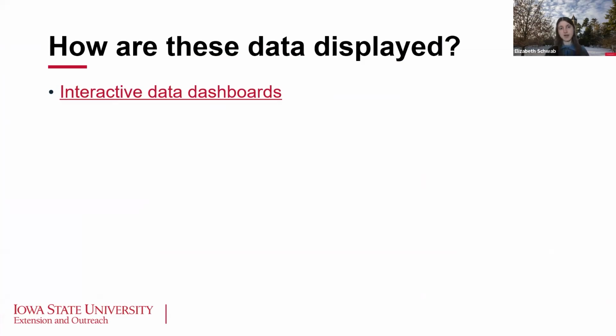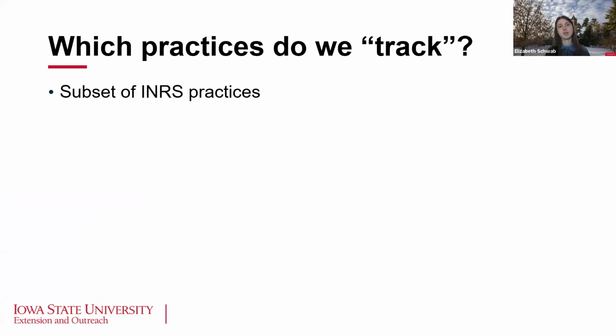But that's just to illustrate sort of how we're displaying these data. What practices are we tracking? So first of all, as much as we'd like to be able to display everything about everything, we always want that, right? But we don't know everything. So what we're able to track and quantify and put up on the dashboard is a subset of Iowa nutrient reduction strategy practices.